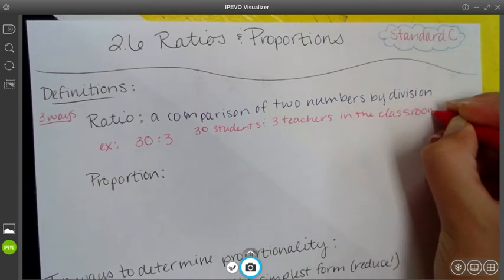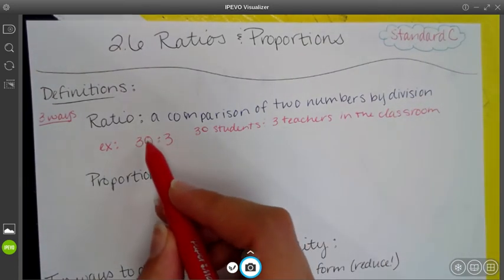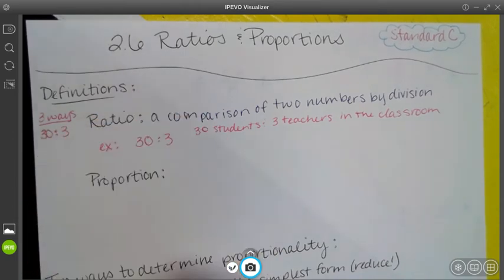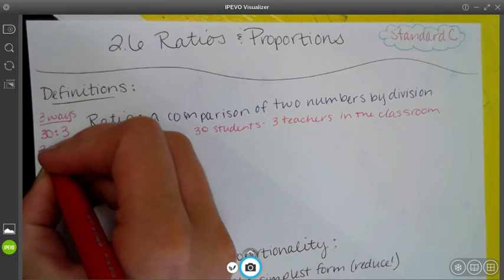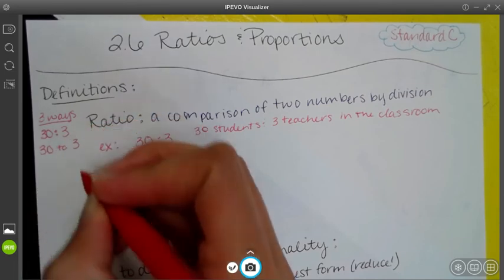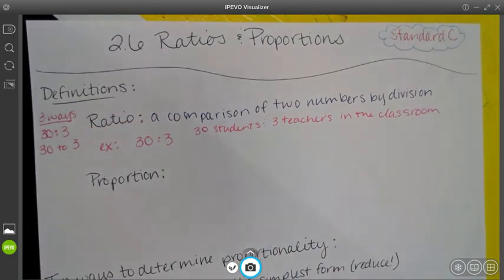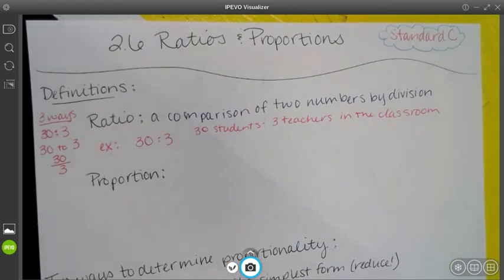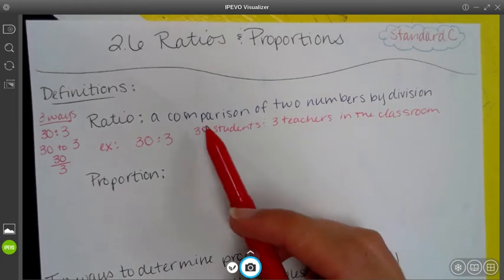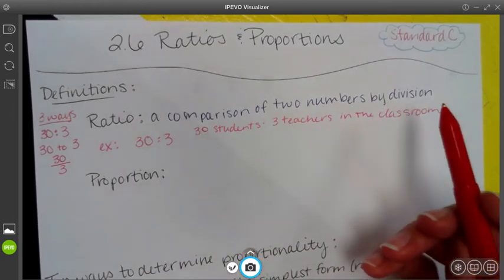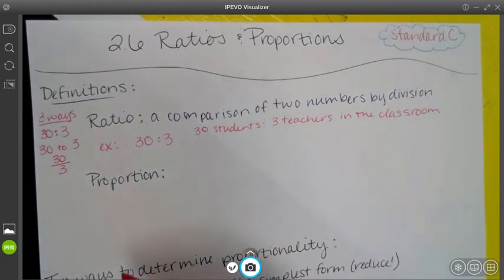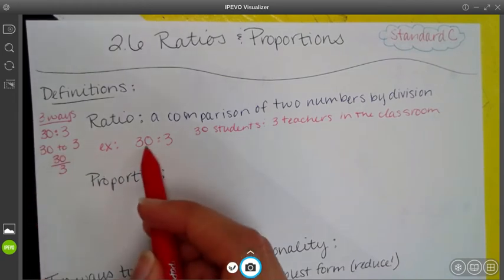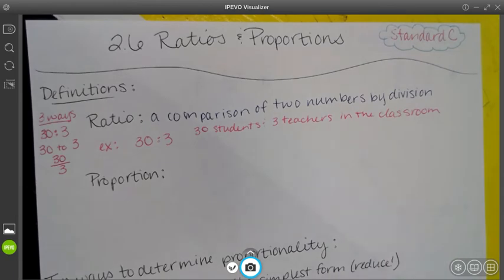All right, so notice how I wrote the ratio here. That's one way we can write the ratio, with a colon. Another way we can write the ratio is to write out the word to, 30 to 3. And then the last way is you write it as a fraction or division. That would make sense because we're comparing two numbers by division. Whenever you read a ratio, though, you read it as it's written here, 30 to 3. So that's a ratio.